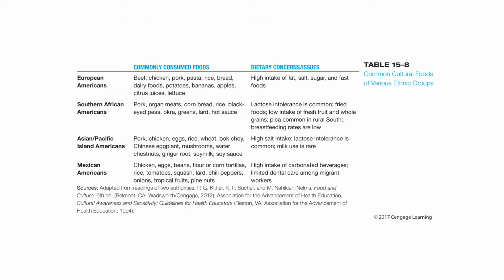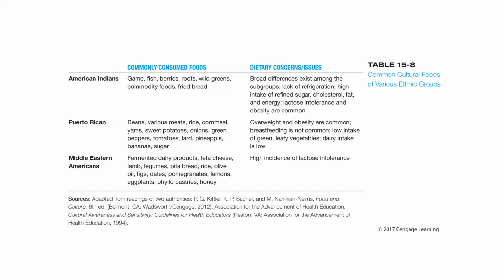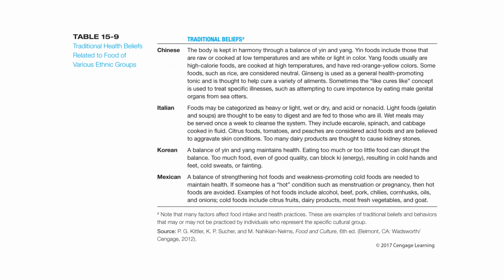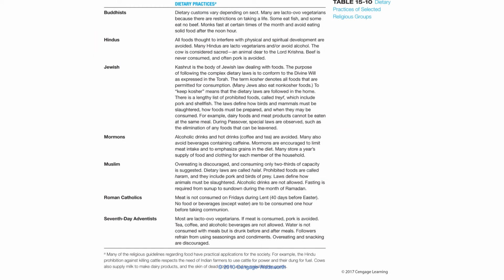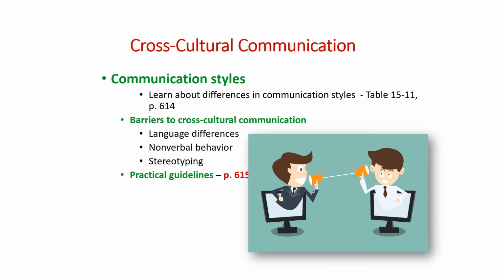Even within the American country, there are also different cultures. There are different dietary concerns and eating habits when we look at European Americans, Southern African Americans, Asian Pacific, and Mexican Americans, and we have to be aware of these. Similarly, also the health beliefs related to food of the various groups. And not only that, the different religious groups have differences that we have to be aware of. For instance, if we look at the different communication styles, you will look at table 15-11 on page 614.